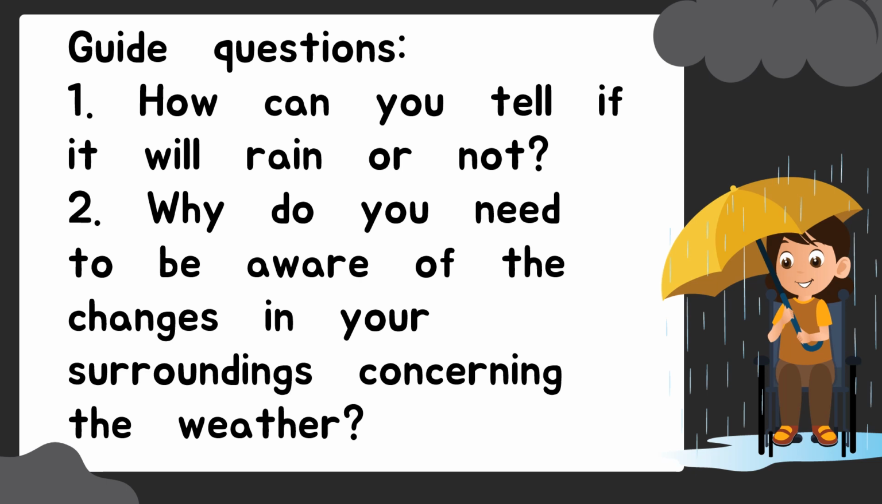For example, if you know it's going to rain, you might decide to bring an umbrella or waterproof clothing before we go outside. Second, it can help us stay safe because severe weather conditions like storm, heavy rain, or extreme heat can be dangerous. Now, by staying updated with the weather forecast, we can take necessary precautions to protect ourselves.